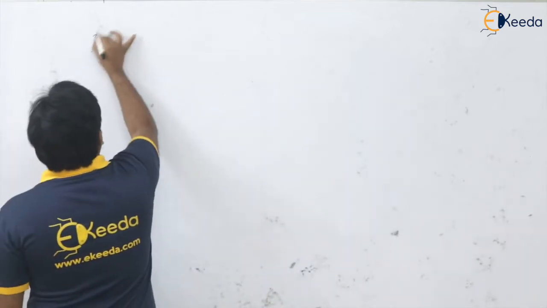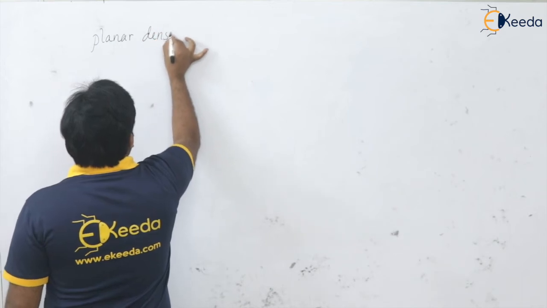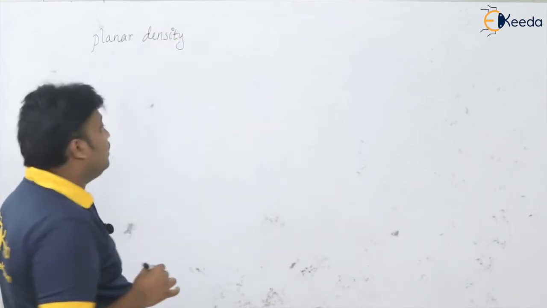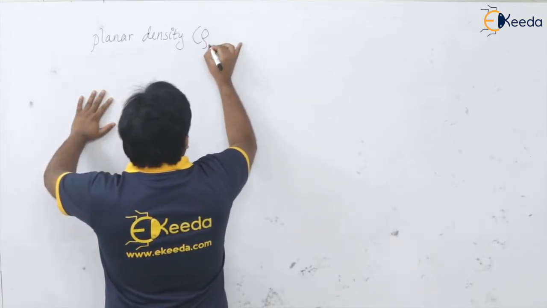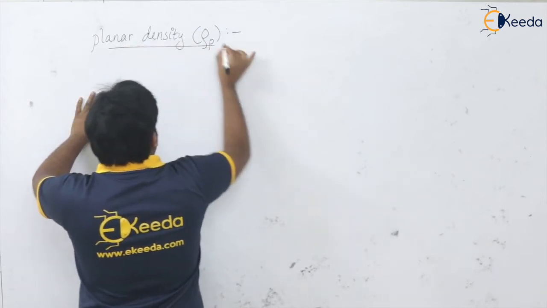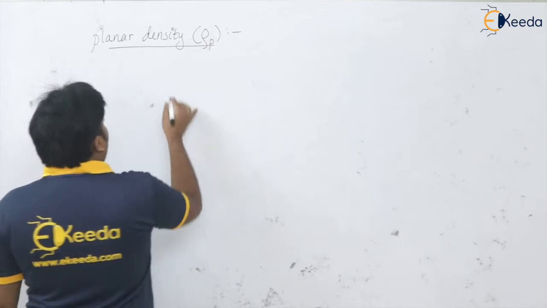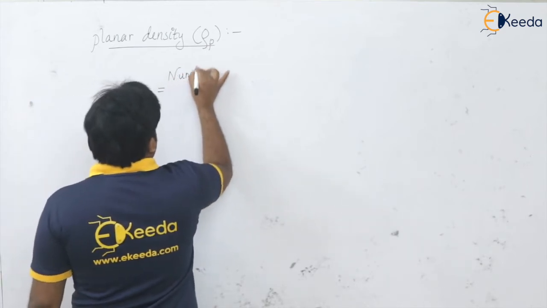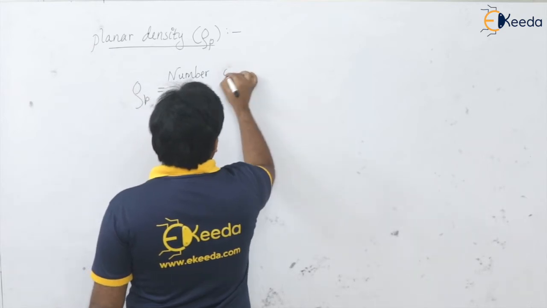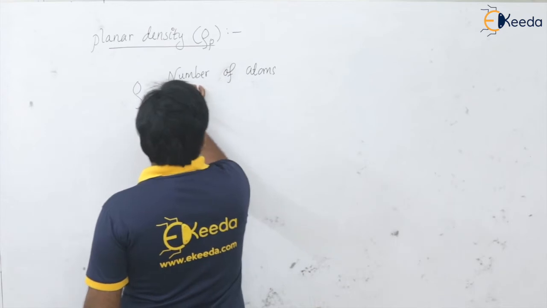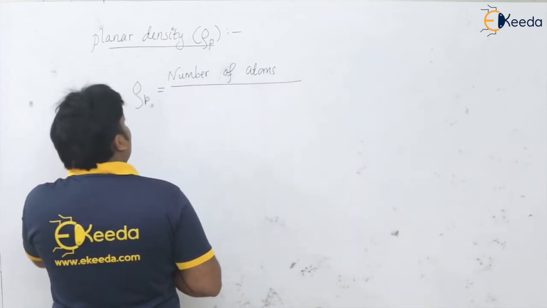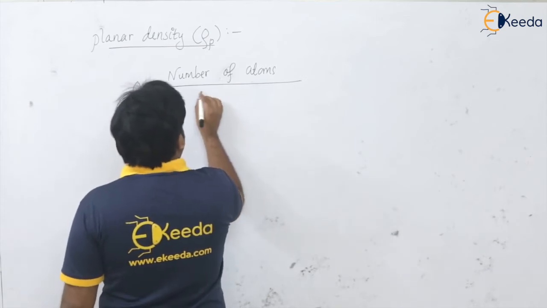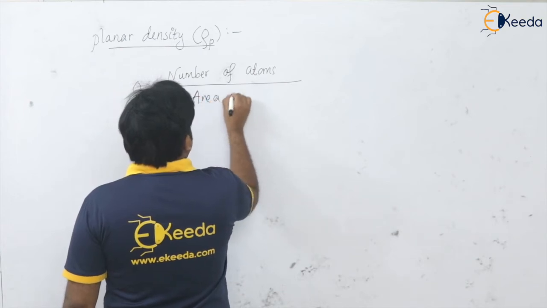Dear students, we are now going to discuss planar density. What is planar density? Planar density is represented by rho p. Basically, it is the ratio of the number of atoms to the area of the plane.